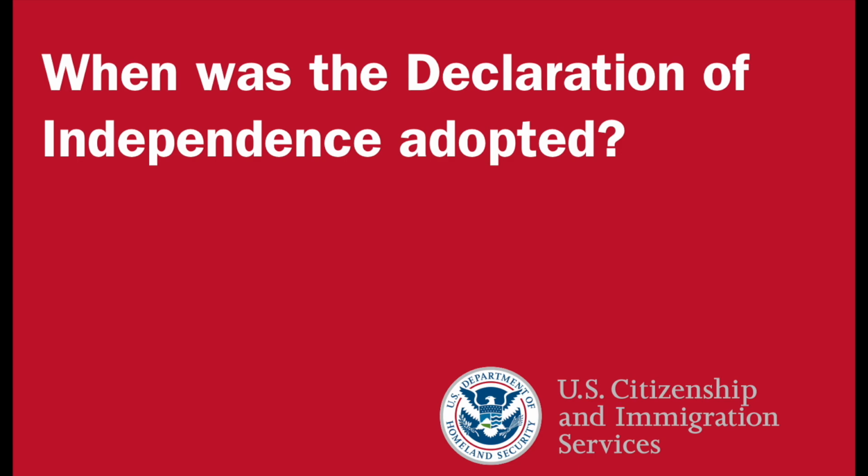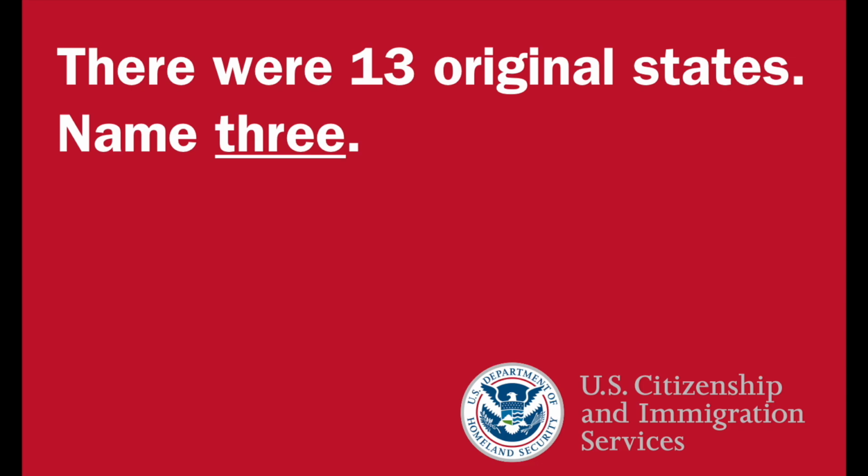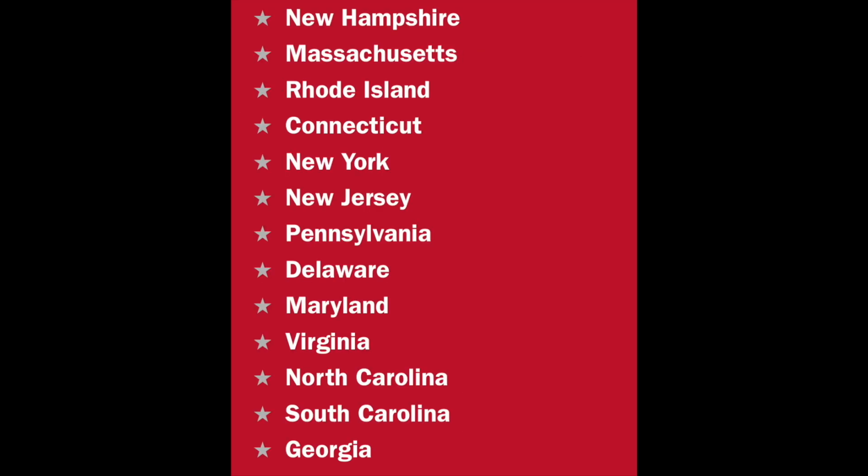When was the Declaration of Independence adopted? July 4th, 1776. There were 13 original states. Name 3. New Hampshire, Massachusetts, Rhode Island, Connecticut, New York, New Jersey, Pennsylvania, Delaware, Maryland, Virginia, North Carolina, South Carolina, Georgia.